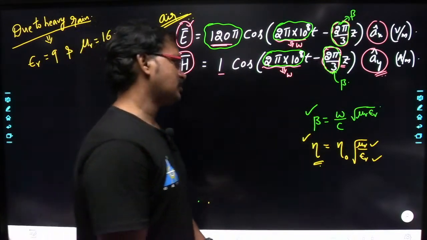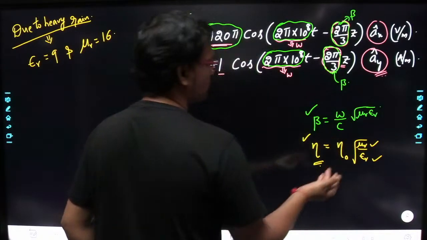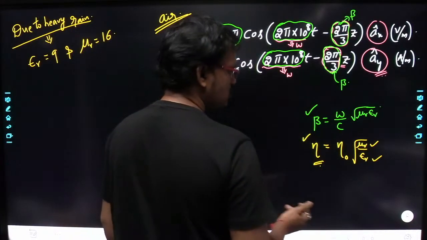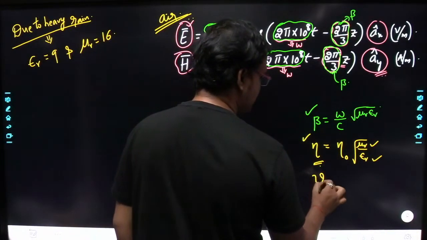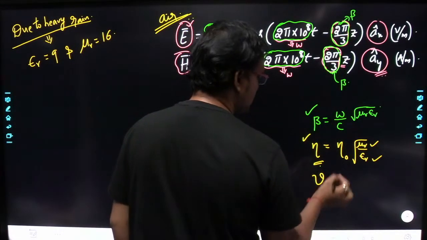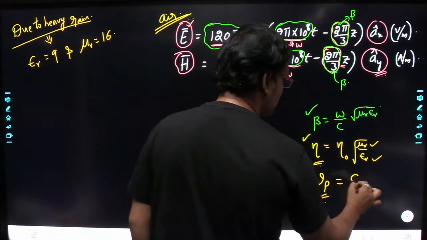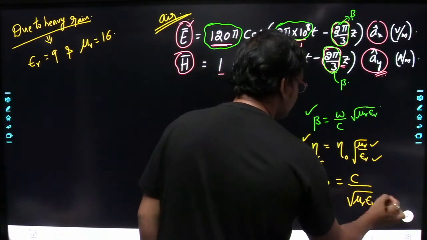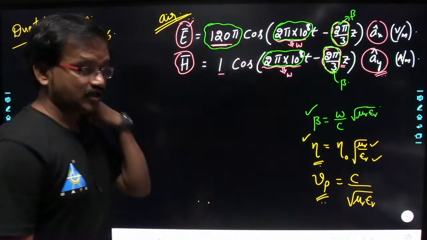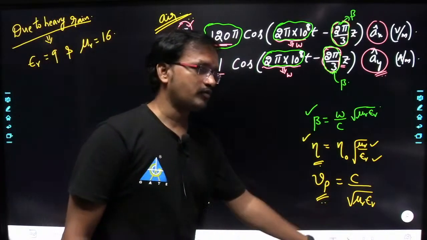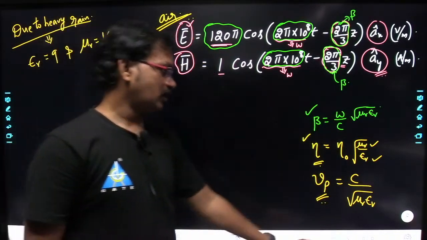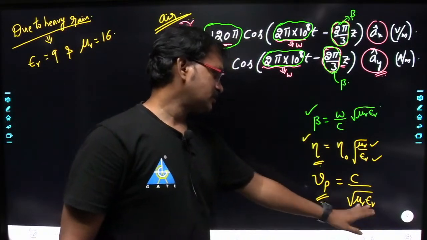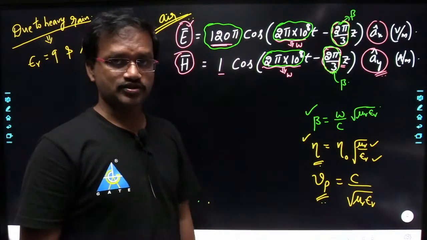Next, what is another parameter that depends upon the medium properties? That is the phase velocity. For a lossless medium, the phase velocity is equal to c by square root of mu r epsilon r. Now, if mu r and epsilon r change, then the phase velocity is also going to change.